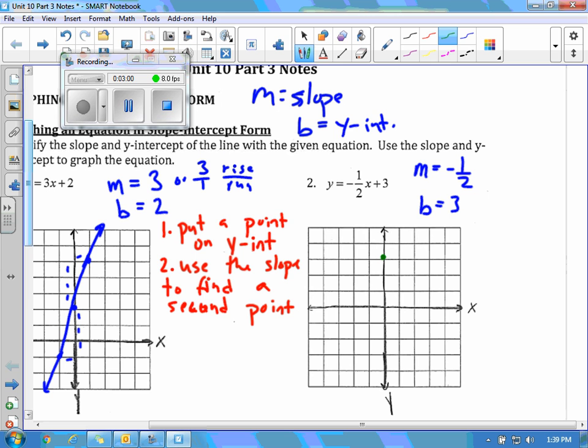The next thing I need to do is use the slope to find a second point. That's rise over run. In this case, I need to go down 1, because it's -1, and over 2 to the right. If I go down to the right, I can also do the opposite. So I can go up 1 and 2 to the left and put a point there. Now, I just realized I didn't even write down the third step. The third step, which I talked about, though, is just to draw a line through the points.